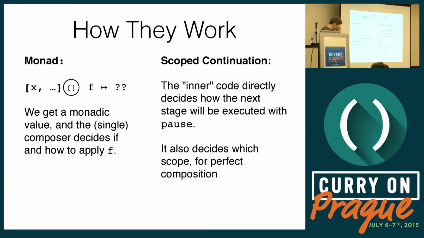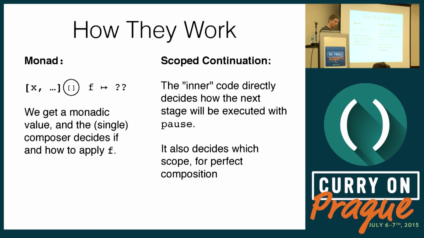So how, this may not be clear, you have to think about it later, but how do they compare? They're almost duals. With a monad, a function returns a monadic value, and it's a hint to the composer how to apply the next one. Maybe many times, maybe never. If it's a filter or an exception, the composer decides.